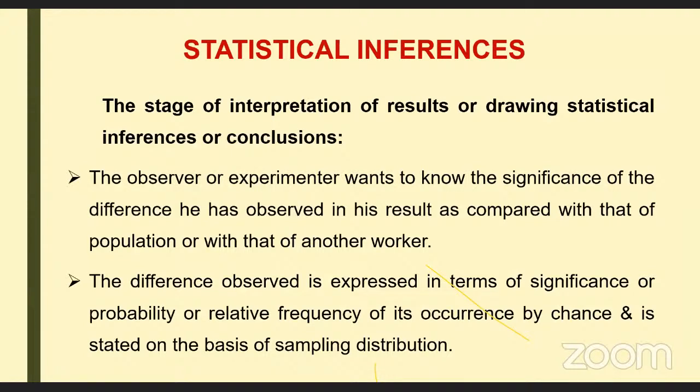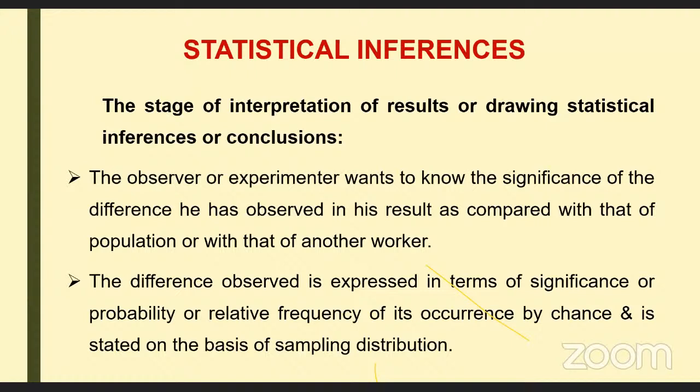Then we come to statistical inferences. We have moved from descriptive statistics to inferential statistics. In inferential statistics, the observer or experimenter wants to know the significance of the difference he has observed in his results as compared with that of the population or another work. Nowadays, MD or PhD students are not allowed to go for single group studies. They are asked to go for double group or control studies, comparator studies only. So obviously, the comparator will be your placebo in rare conditions, or it can be a standard control, which has proved its safety and efficacy in previous studies, right?